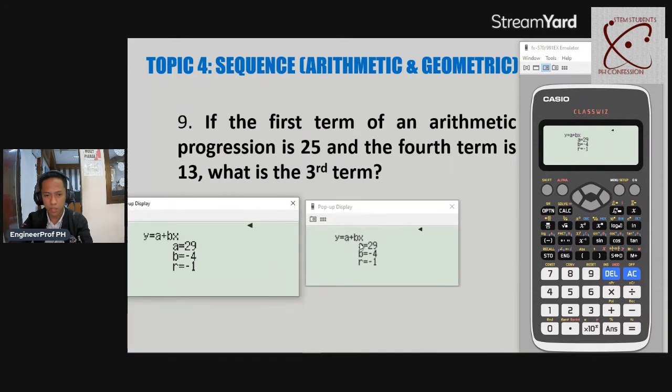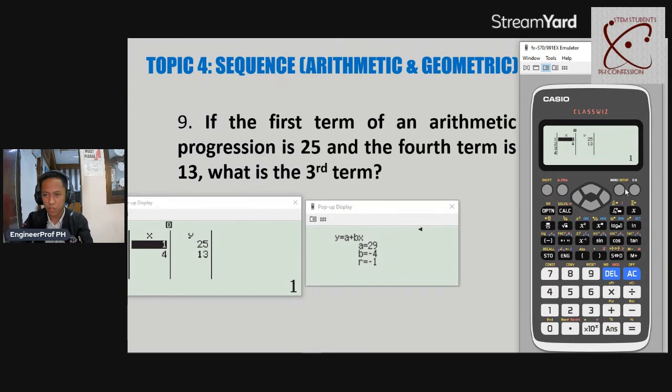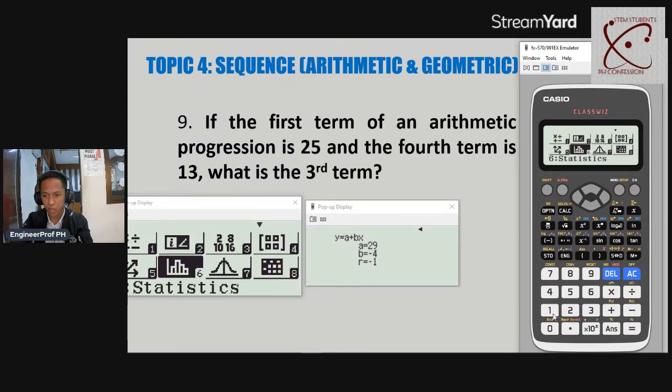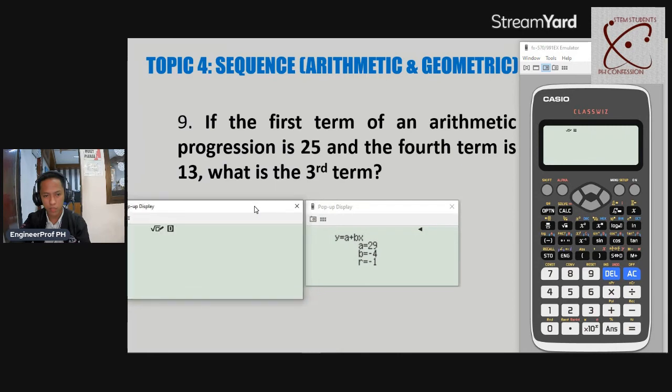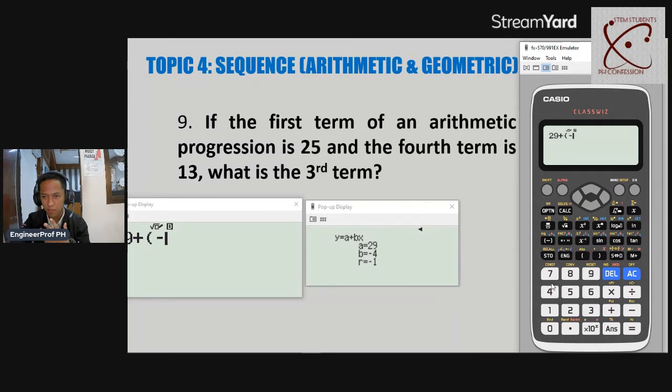After we have this equation, balik tayo dun sa AC natin, then menu, computation, 1. Computation, yung basic calculation, so 1. Then, i-input natin itong equation. Okay? Input natin sa equation, y. Huwag na i-input si y, so a na lang. So, a is 29 plus, okay, b is -4. -4 siya. Then, ano ba yung x?